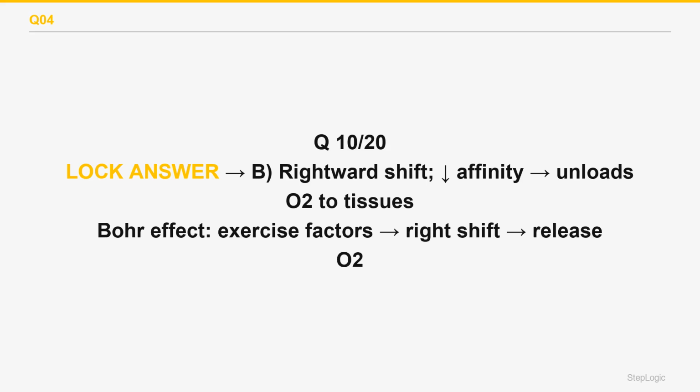Memorize the mnemonic. A rightward shift is caused by things that signal active tissue needs oxygen: high CO2, acid, heat, 2,3-BPG, and exercise. A leftward shift, increased affinity, holds on to oxygen, and is caused by the opposite, plus fetal hemoglobin and carbon monoxide. Right releases, left loads.